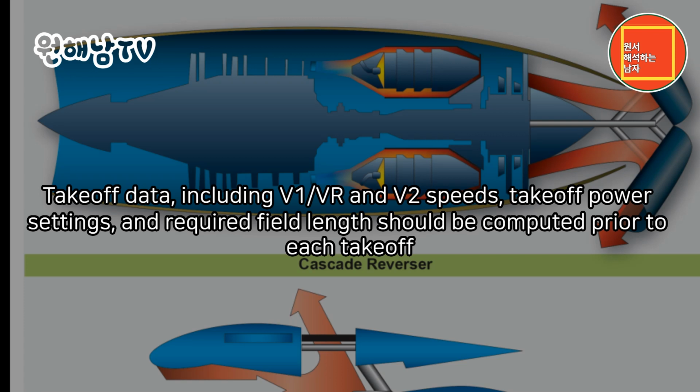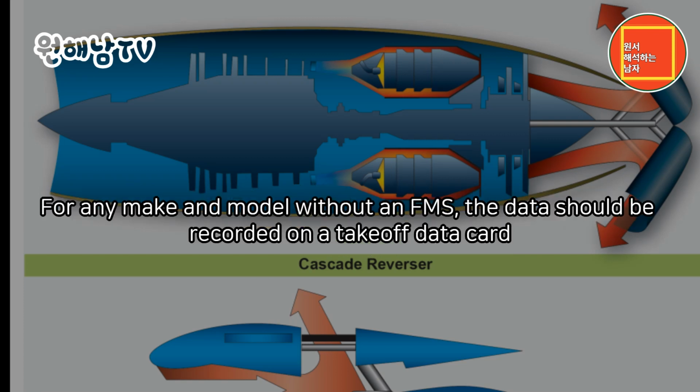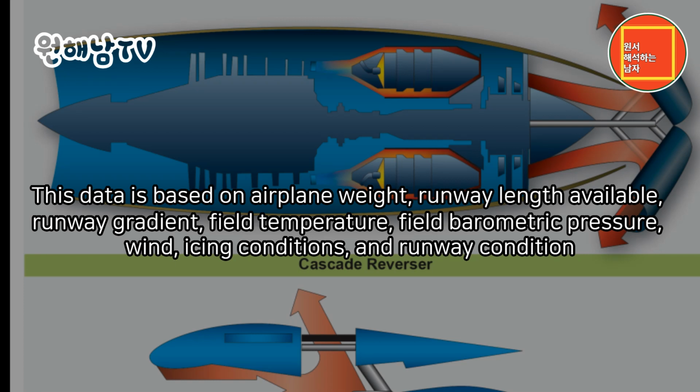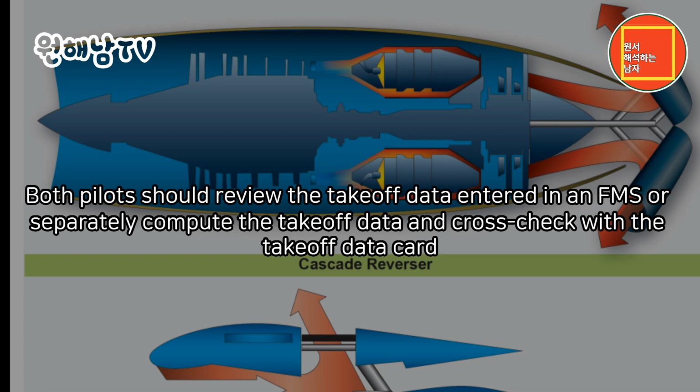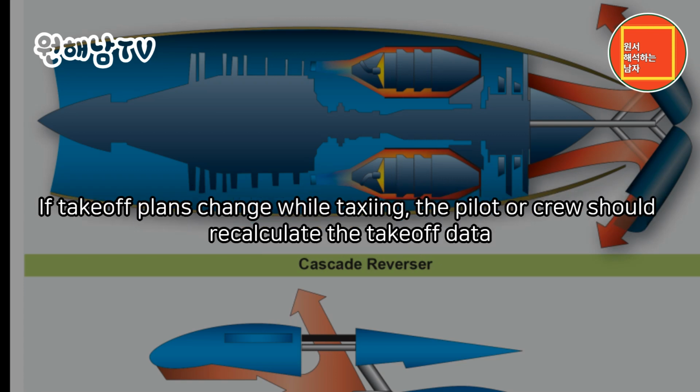Takeoff data, including V1, VR and V2 speeds, takeoff power settings, and required field length should be computed prior to each takeoff. For any make and model without an FMS, the data should be recorded on a takeoff data card. This data is based on airplane weight, runway length available, runway gradient, field temperature, field barometric pressure, wind, icing conditions, and runway condition. Both pilots should review the takeoff data entered in an FMS or separately compute the takeoff data and cross-check with the takeoff data card. If takeoff plans change while taxiing, the pilot or crew should recalculate the takeoff data.